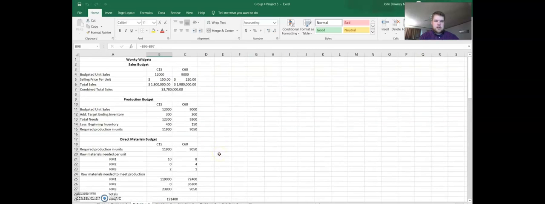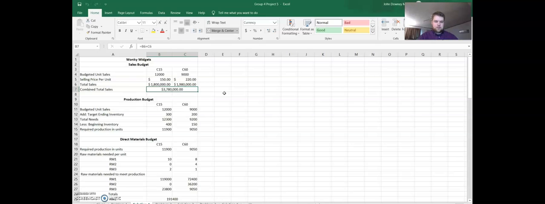We'll start with the sales budget. So we have the budgeted unit sales as given in the introduction for each widget, multiplied by their selling price per unit, gives us the total sales income that we'll receive from each widget. And then when you add the two of those together, that gives you our total sales with both widgets combined.